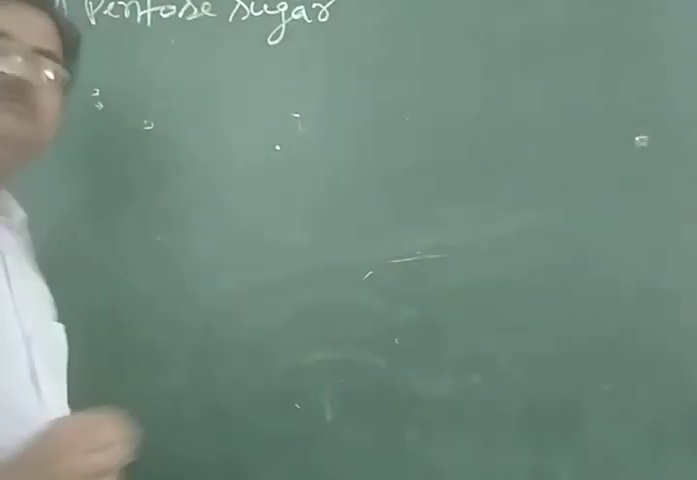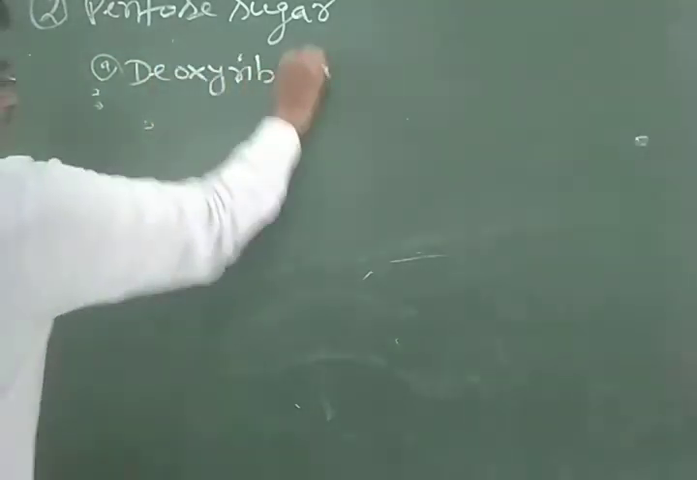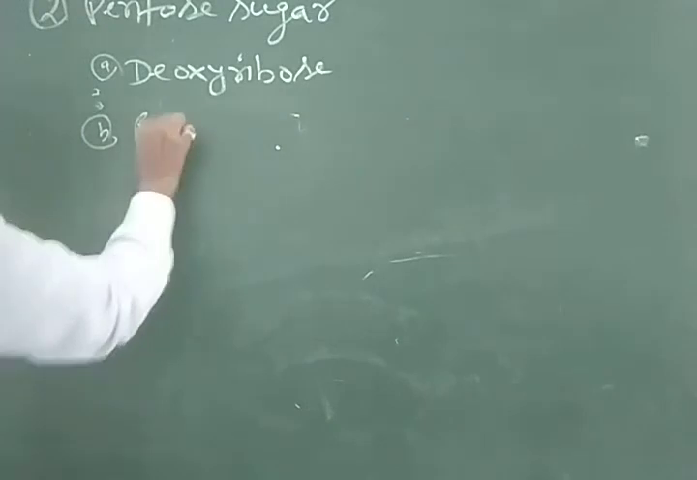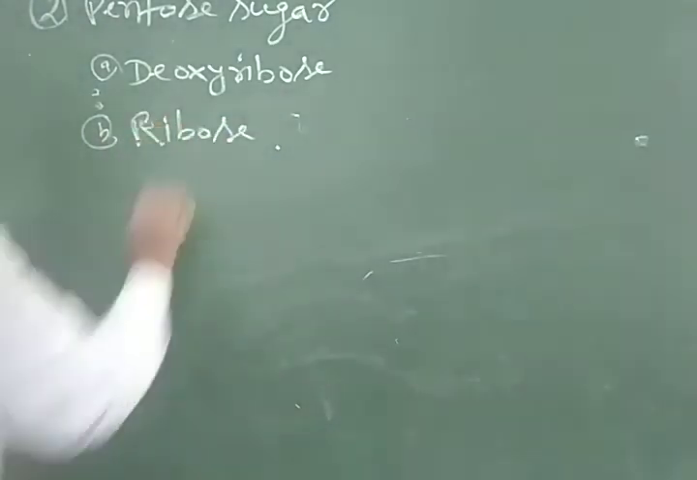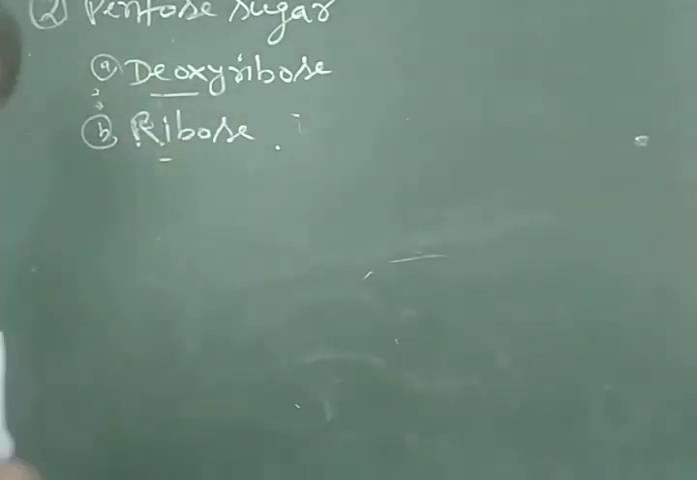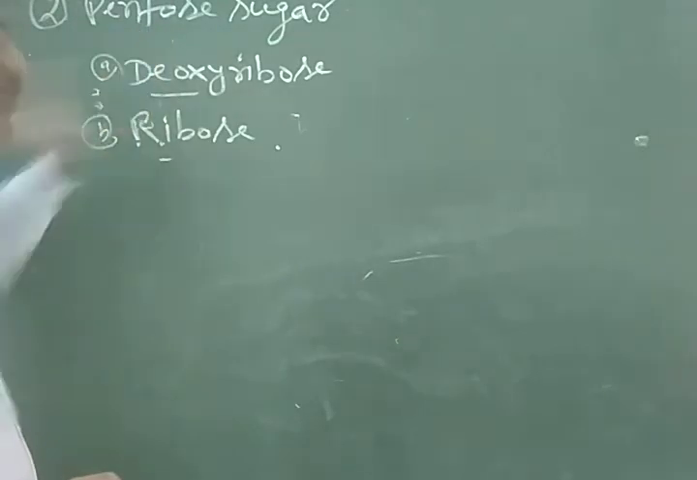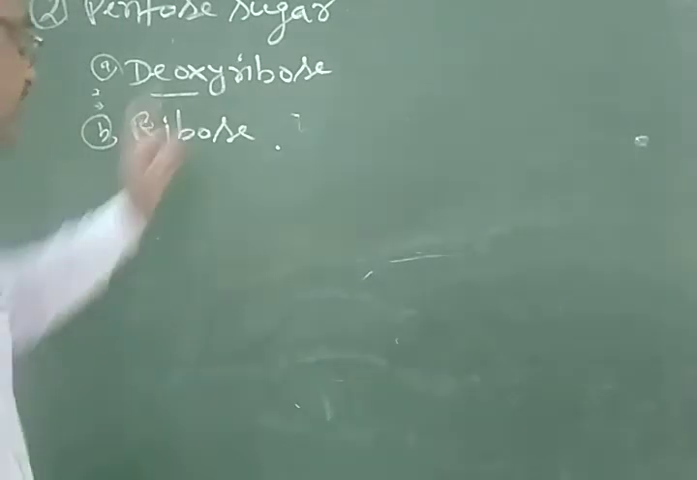So there are two types of this pentose sugar. One is the deoxyribose sugar, and another one is the ribose sugar. So these are the two types of pentose sugar. Pentose sugar means 5 carbon sugar. So there are two types, deoxyribose and ribose. Now we will study the structure of the deoxyribose and the ribose sugar.